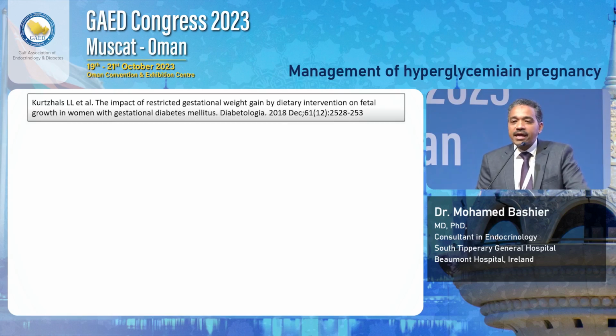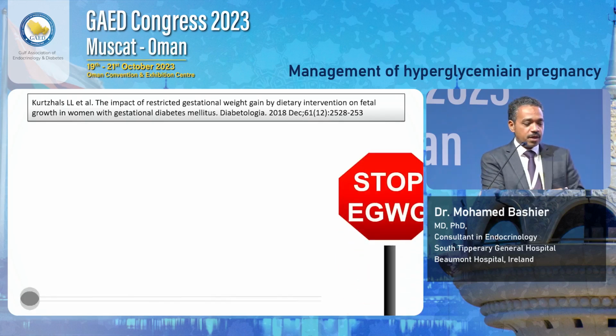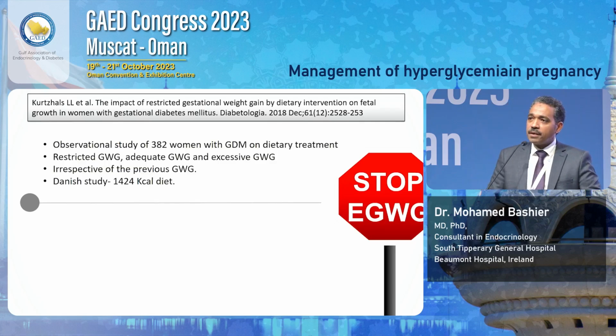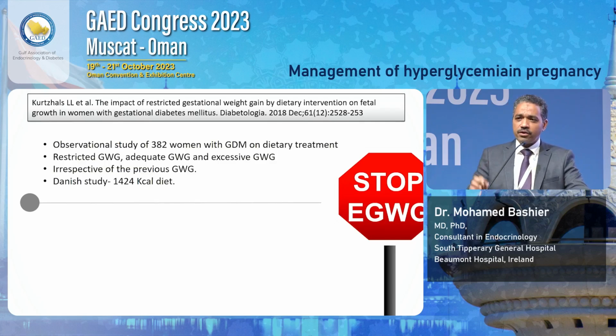So can we stop excessive gestational weight gain? Can you do anything about it? And you can. One of the studies that tried to put the brake on excessive gestational weight gain came from Denmark, where they used a very low-calorie diet, 1,400 kilocalories, regardless of what the woman gained beforehand, but after the diagnosis of GDM.